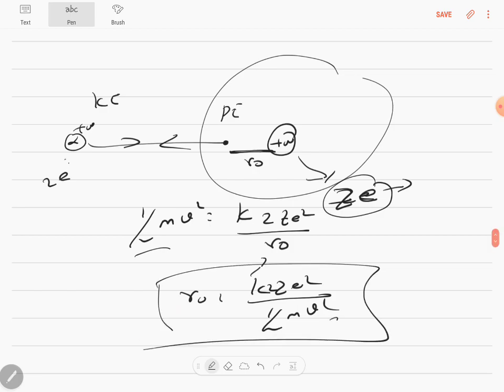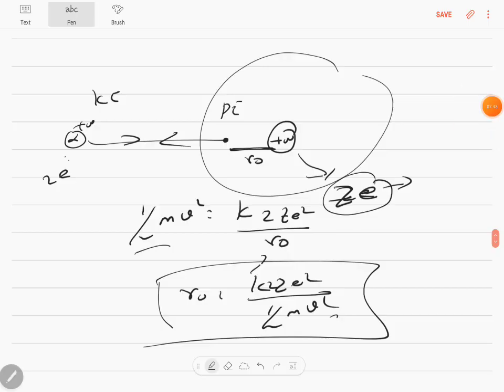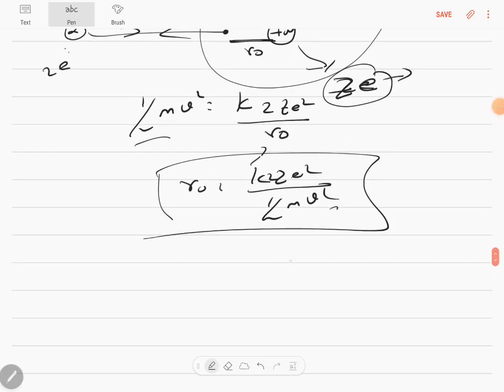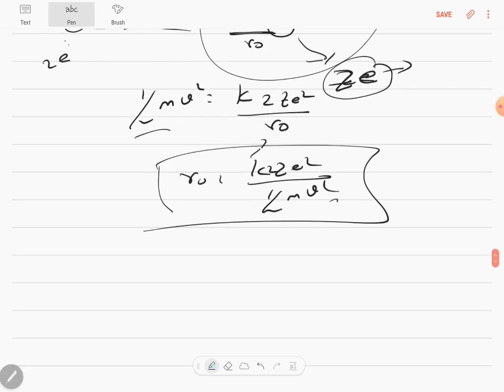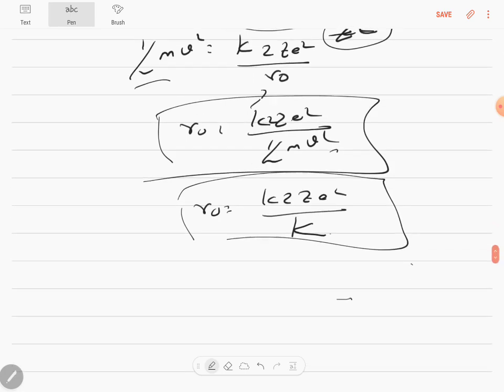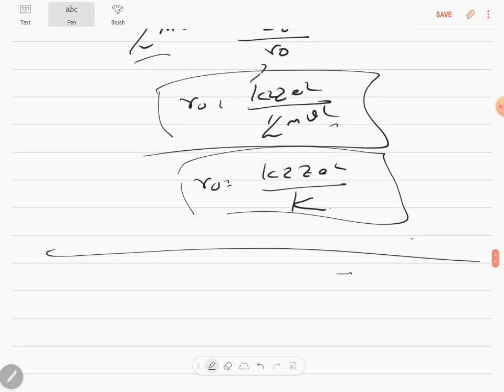So r naught is the distance of closest approach. By this formula you can get kinetic energy equal to potential energy. The two can go up and you can write the formula. So this can also be written as r naught is equal to k 2Z e square by kinetic energy. You can also write it like this. That's about distance of closest approach. Next, the value of r naught seems to be 41.3 for me. I can't remember so much, so leave it like that.